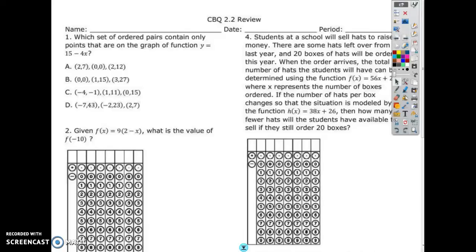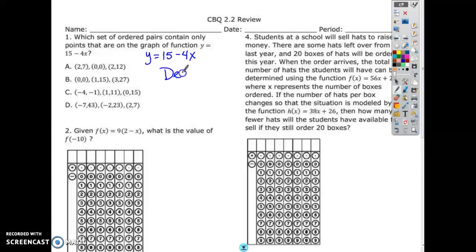Okay, so this is the review for tomorrow's test, CBQ 2.2. I'm going to show you how to do this in Desmos, the easier way, just in case you didn't understand how to do it by hand. So problem number 1, they gave you an equation, and they separated here, but it won't be separated on the test. That's y equals 15 minus 4x. Okay, anytime you have equations, you put them in Desmos.